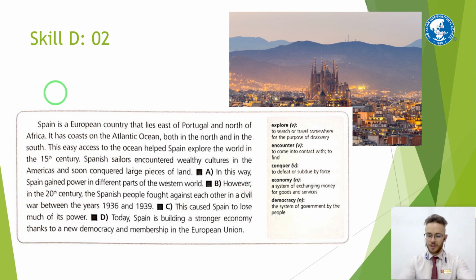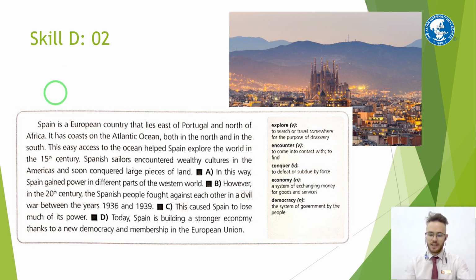So let's read through this passage. We'll do it much the same as last time. I'll read it once, then I'll let you pause the video to read it yourself. Spain is a European country that lies east of Portugal and north of Africa. It has coasts on the Atlantic Ocean, both in the north and in the south. This easy access to the ocean helped Spain explore the world in the 15th century. Spanish sailors encountered wealthy cultures in the Americas and soon conquered large pieces of land. In this way, Spain gained power in different parts of the Western world.